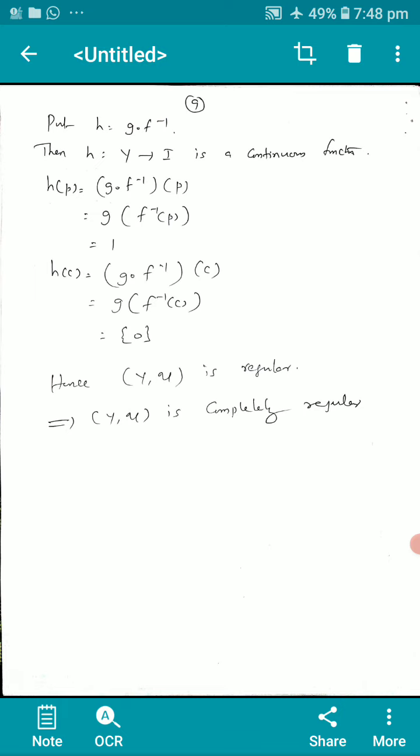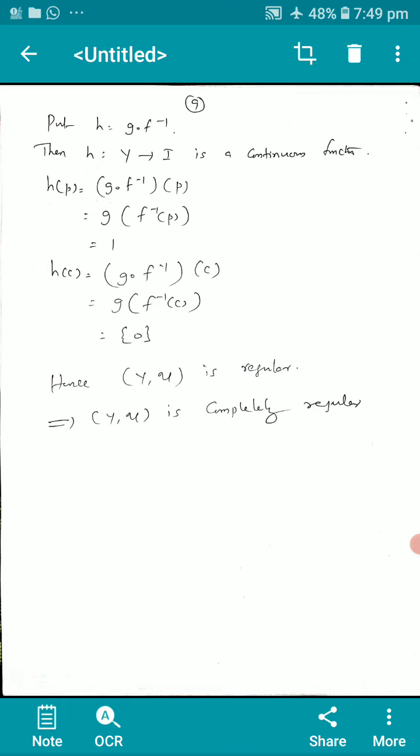Hence, (Y, υ) is completely regular. We get that (Y, υ) is again completely regular. Or, whenever (X, τ) is a completely regular space and f from X to Y is a homeomorphism where (Y, υ) is a topological space, then it follows that (Y, υ) will be again completely regular. Thus we proved that complete regularity is a topological property.